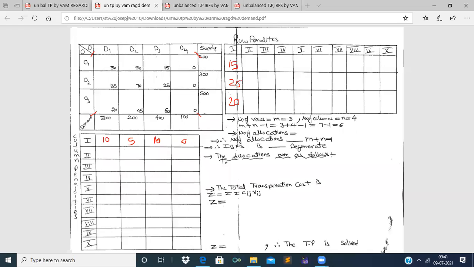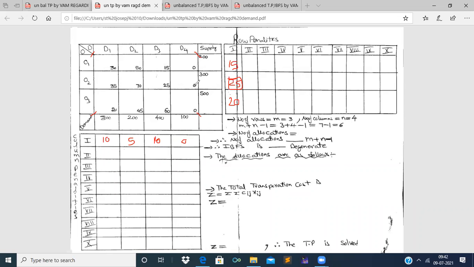So as per Vogel's approximation method, after finding one set of row penalties and one set of column penalties, we have to take the greatest penalty. That is, the greatest penalty is 25. We put the 25 in a block and we enter its corresponding row. And in this corresponding row, we have to select the least cost. The least cost is 0, right? The cell in which the least cost is present, that is the cell 2, 4, in which 0 is the least cost.